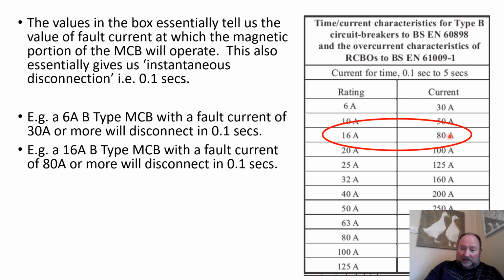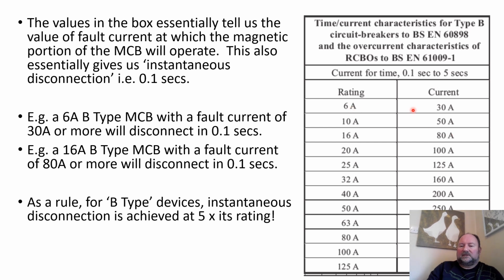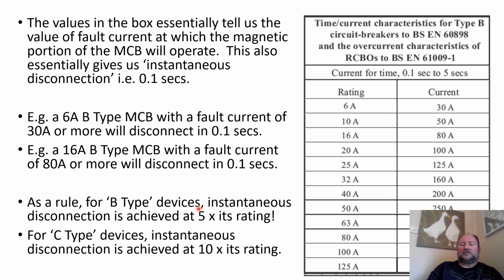If it ever came up, you may notice that for a B-type circuit breaker, the instantaneous disconnection value is 5 times the rating. So I take 6 multiplied by 5, that gives me 30 amps. 10 multiplied by 5 is 50, 20 multiplied by 5 is 100. So basically for B-type devices, you get instantaneous disconnection at 5 times its rating. It's not like that for all devices. For example, C-type, it's 10 times its rating. I'm not going to show you the table, you can just take my word for it.